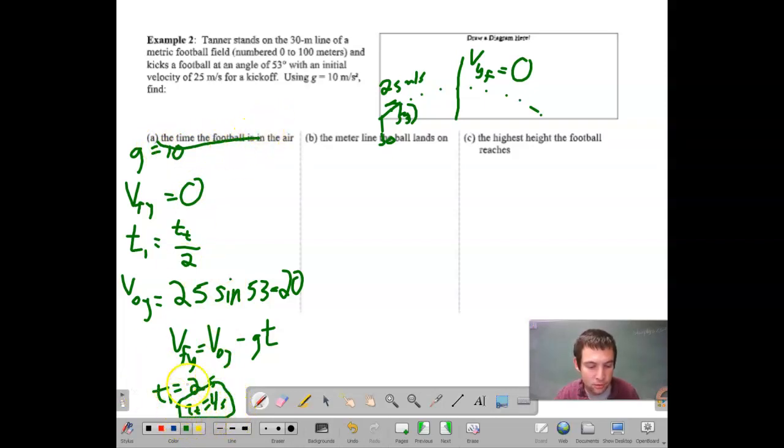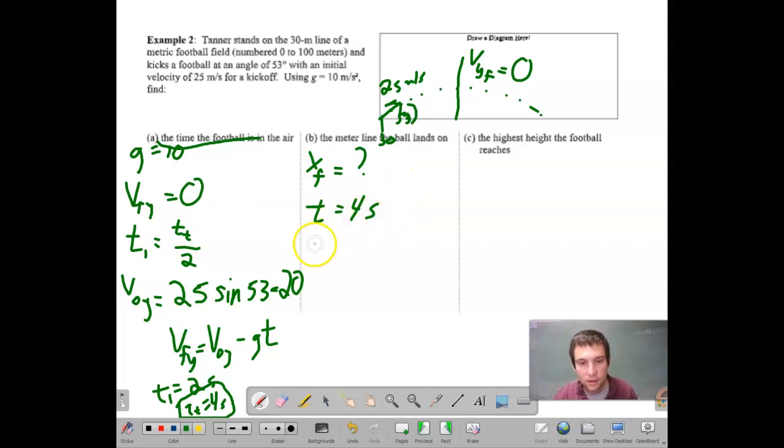Time the football is in the air, 4 seconds. Is that reasonable? If you watch football, you're talking about a 4-second hang time for a punt. That is absolutely reasonable. 4-second hang time even for a kickoff, absolutely reasonable. All right, so now where are we on the football field? That's going to be our final position, right? That's what we're looking for. We have all of this y information. We now know the time is 4 seconds.